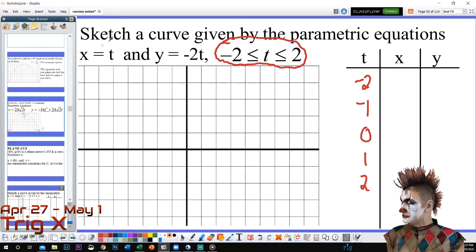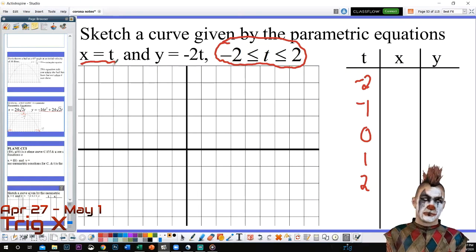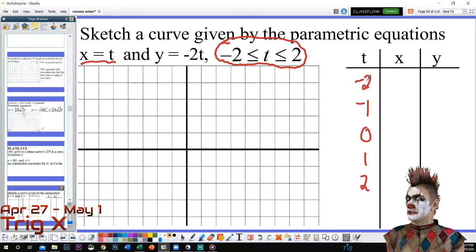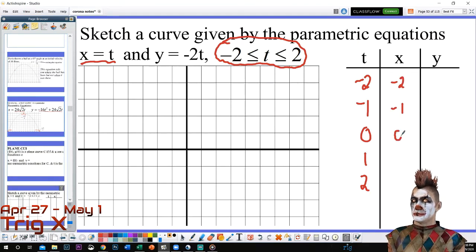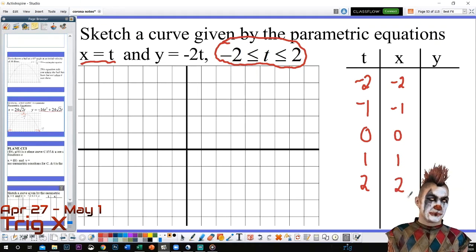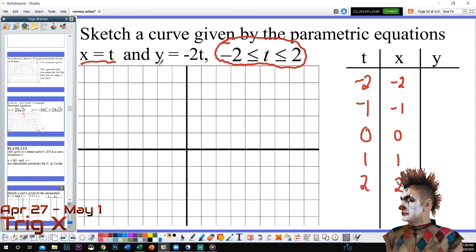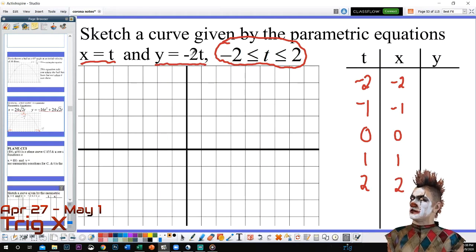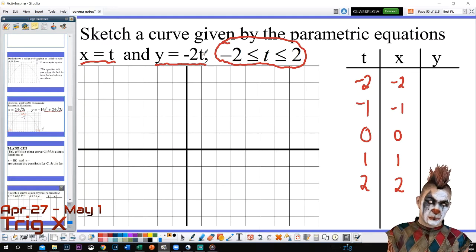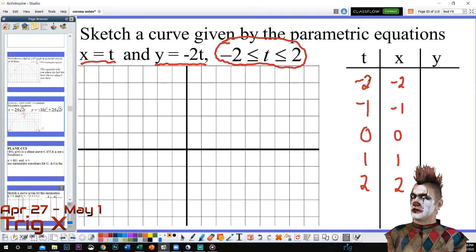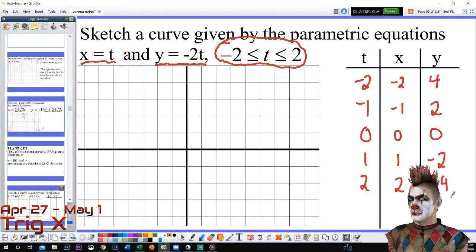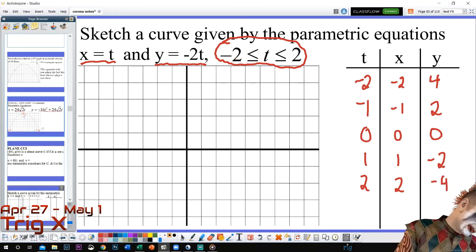Alright, so let's do the x. X looks easy. X and t are exactly the same according to this equation here. So since x and t are exactly the same, we're just going to copy this number right here for x. Super easy. Alright, done. Now y is going to be a little bit harder. We're going to take -2 times t in order to get our y's. So we're going to take -2 times each of these numbers. So -2 times -2 gives me 4. -2 times -1, 2. -2 times 0, -2 times 1, and -2 times 2. Alright, there, you can see the 4.